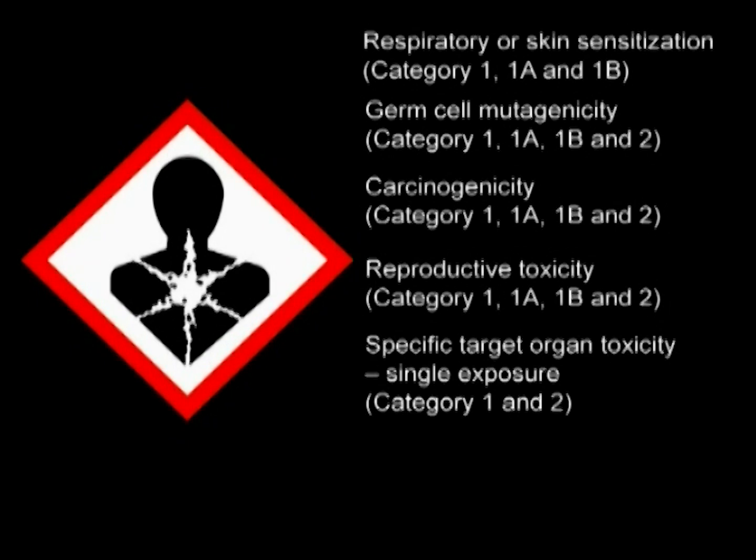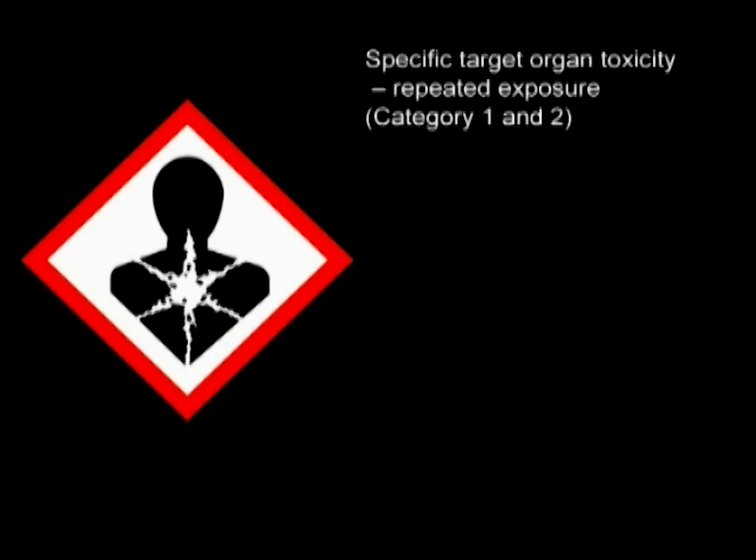Specific target organ toxicity, single exposure, Category 1 and 2. This hazard class covers products that cause or may cause damage to organs, for example, liver, kidneys, or blood, following a single exposure. Specific target organ toxicity, repeated exposure, Category 1 and 2. This hazard class covers products that cause or may cause damage to organs, for example, liver, kidneys, or blood, following prolonged or repeated exposure. Aspiration hazard, Category 1.